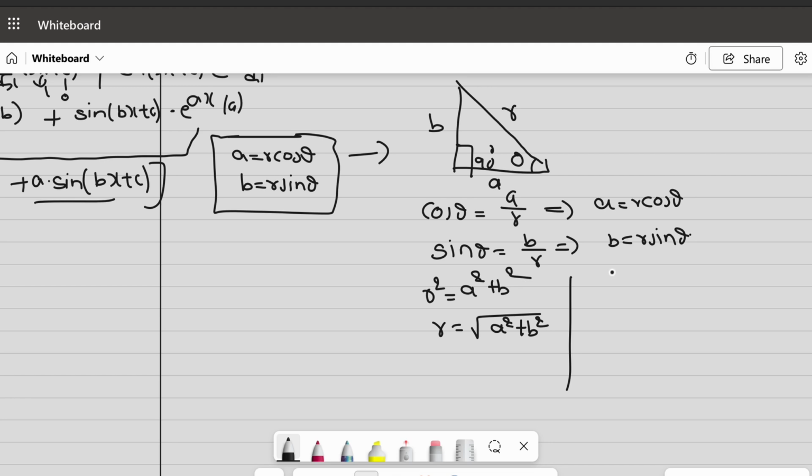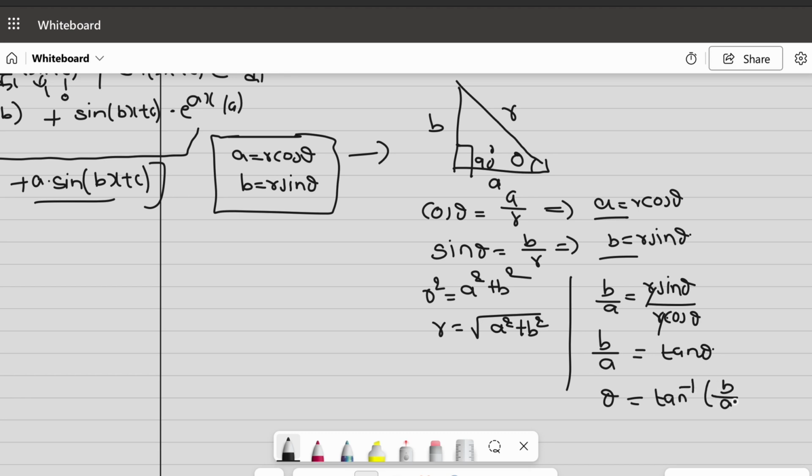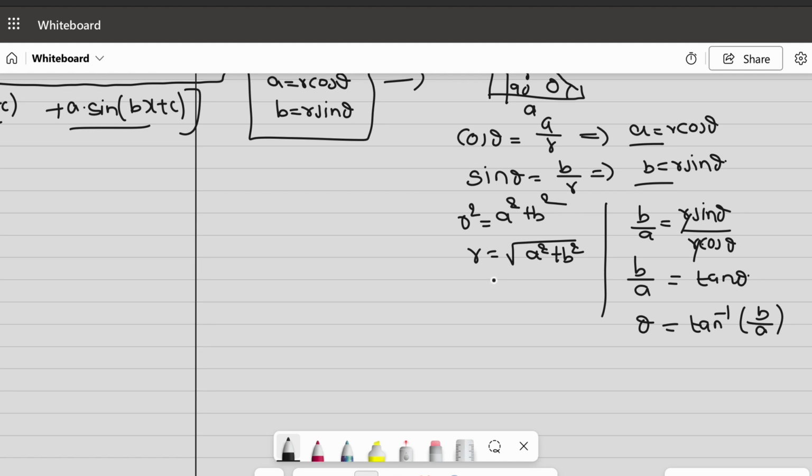And we also have to derive the value of theta. For that we divide the b value by the a value, that is b by a equal to r sin theta divided by r cos theta. r can be cancelled, and sin theta by cos theta can be written as tan theta, that is b by a. So finally it can be written as theta equal to tan inverse of b by a. Why are we finding this r value and theta value? Because we have to substitute these two values in the last step, that is the nth derivative step.